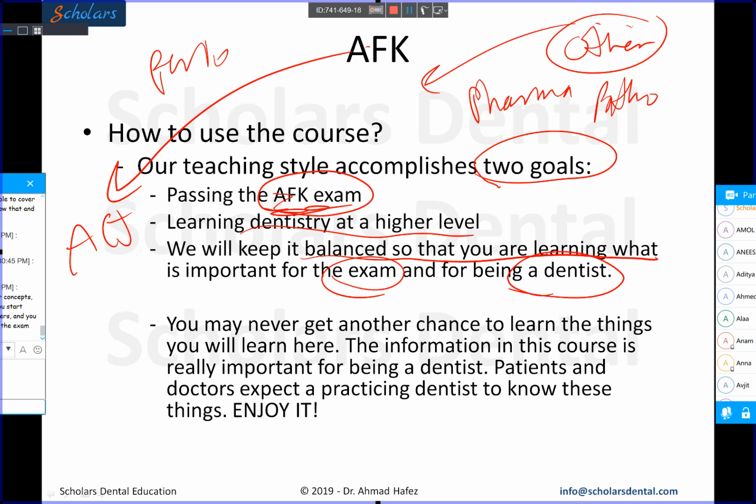So you'll never get another chance to take a step back from your life and go, okay, I need to repair my dentistry just for 1 year or 6 months, and hopefully that will repair everything. And it will, I'm telling you, this will go a long way with you into ACJ, into your practice. I promise you, you'll benefit from this all the way up to your practice, okay? The information in this course is really important for being a dentist.